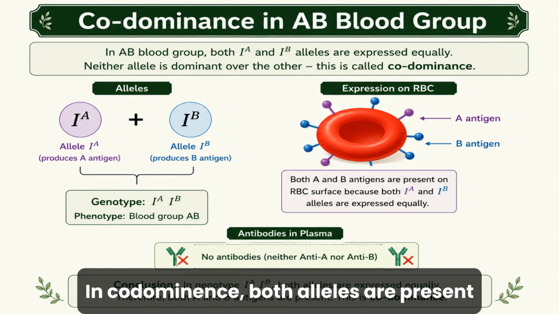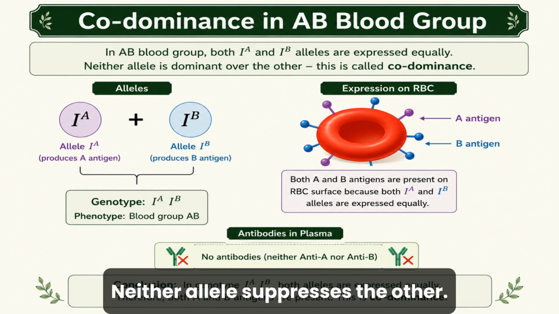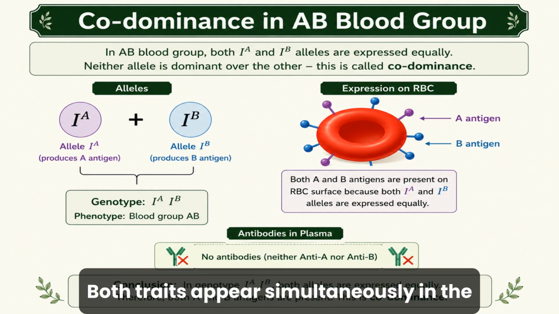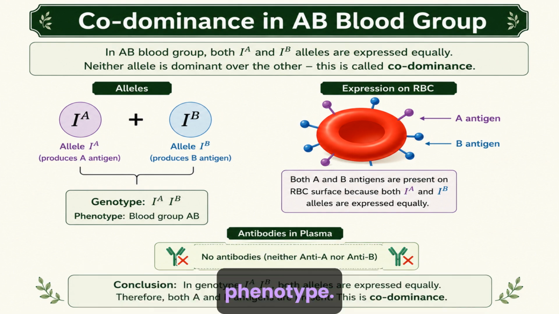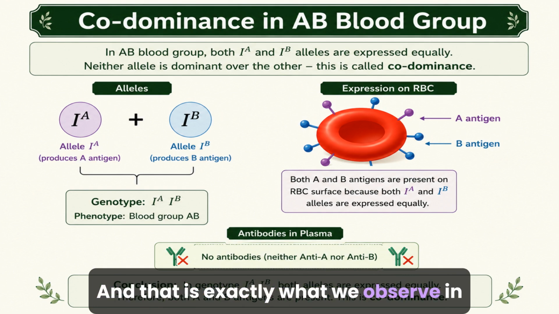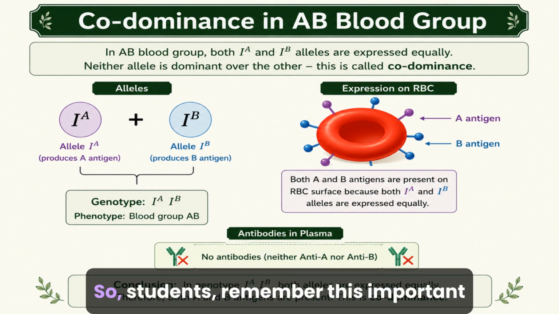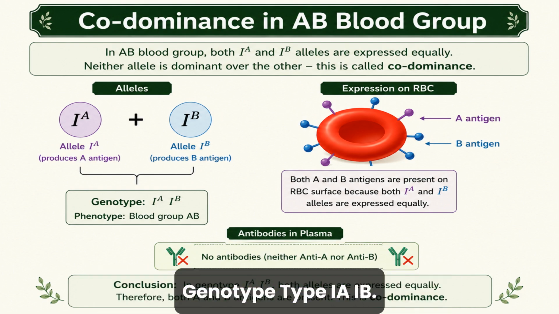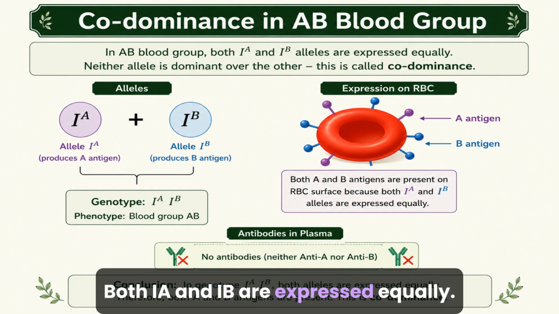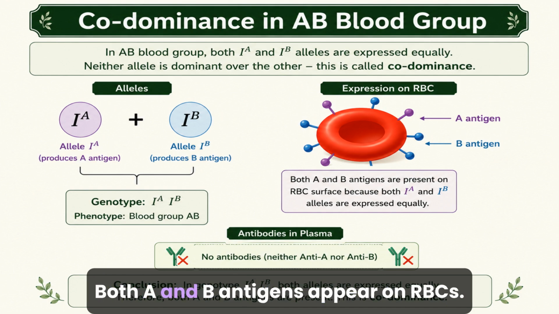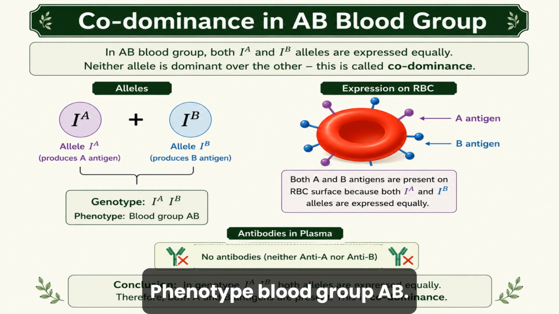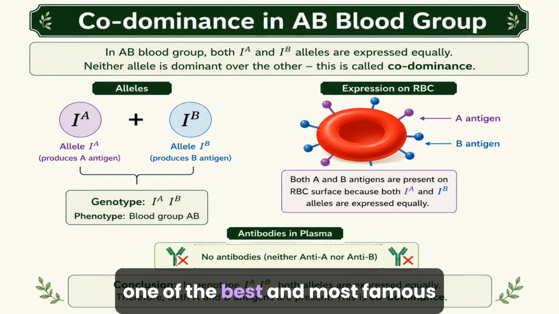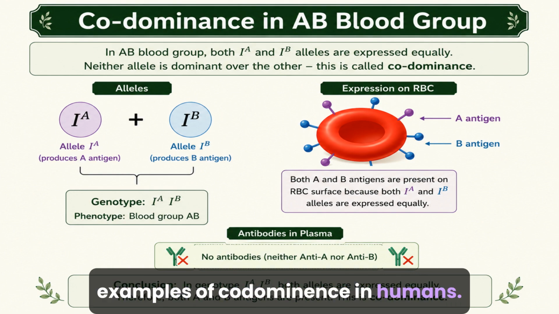Now let's connect this example with the definition of codominance. In codominance, both alleles are present together. Neither allele suppresses the other. Both alleles express themselves fully. Both traits appear simultaneously in the phenotype. And that is exactly what we observe in blood group AB. So students, remember this important conclusion. Genotype, IAIB. Both IA and IB are expressed equally. Both A and B antigens appear on RBCs. Phenotype, blood group AB. This makes the ABO blood group system one of the best and most famous examples of codominance in humans.